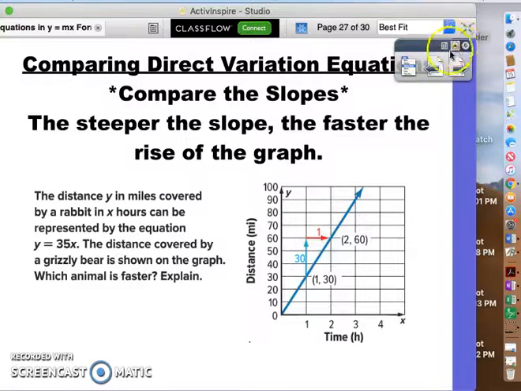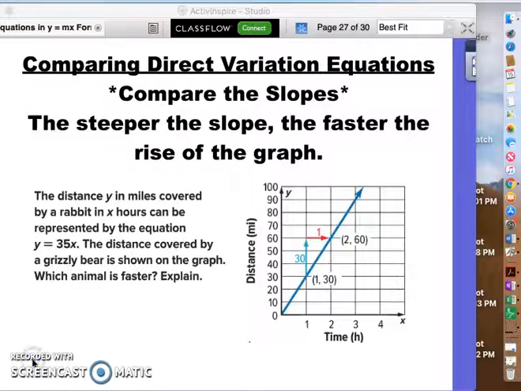All right, last thing, comparing direct variation equations, comparing the slopes. All right, so comparing slopes, the steeper the slope, the faster the rise of the graph. So the distance y in miles covered by a rabbit in x hours can be represented by the equation y equals 35x. The distance covered by a grizzly bear is shown on the graph. Which animal is faster? So over here, 35x would be that rate, miles covered per hour. So that's 35 for the rabbit.